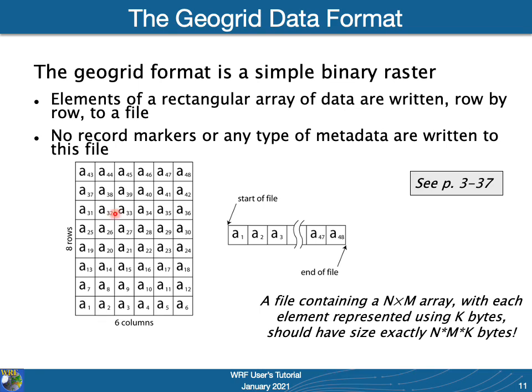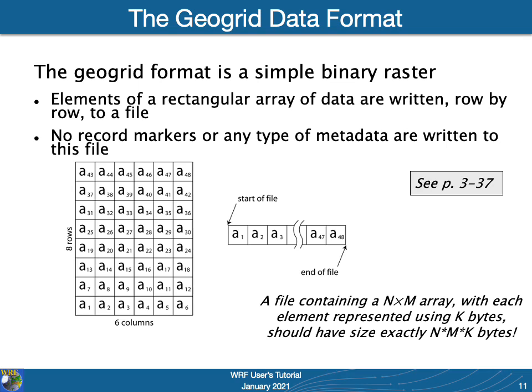So for example, if we had a data set that had 6 columns and 8 rows, by convention we begin writing out the southwest corner first, and then we progress across columns, writing them each out to the file, and progressing through the rows until we finally write out the last column of the last row in our rectangular array.